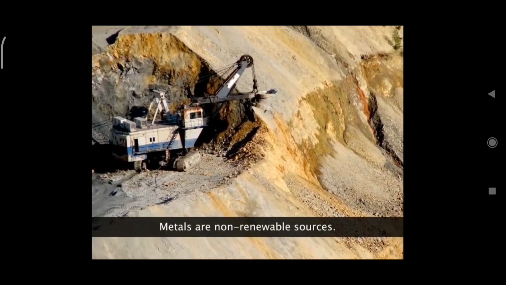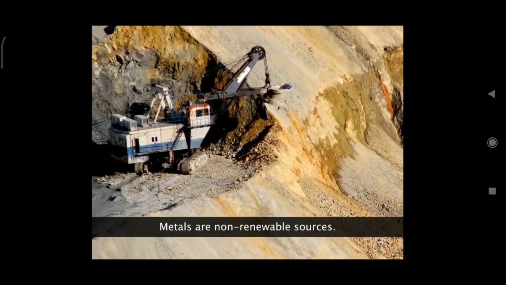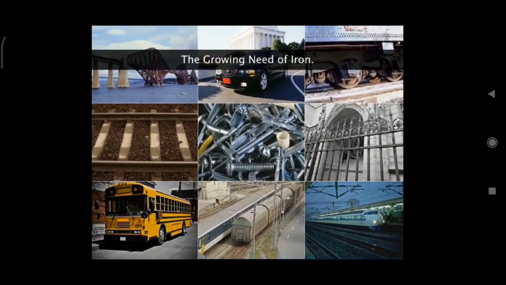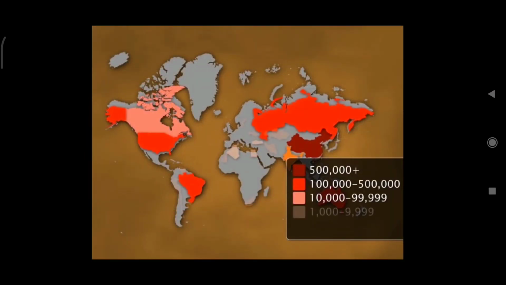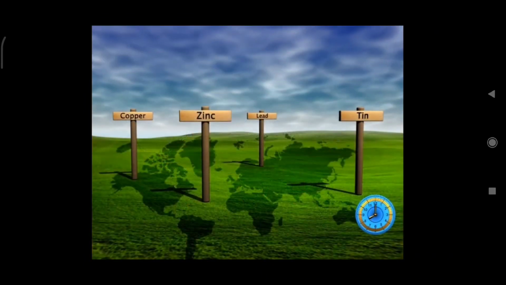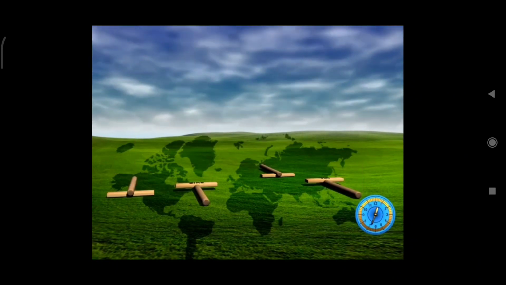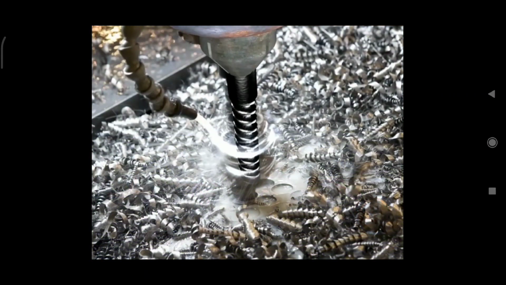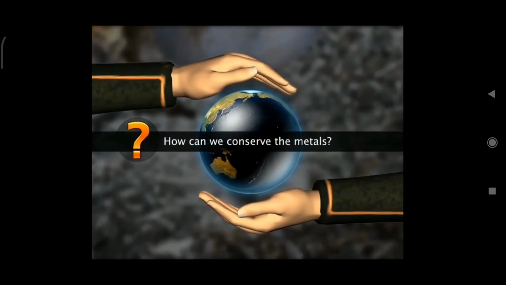Metals are a finite resource and non-renewable. Once used, they are gone and will not be replaced. The growing need of iron exceeds 800 million tons every year. If it goes on at this rate, iron ores will be exhausted in 100 years. Copper, zinc, lead and tin may not last even for 50 years. Indiscriminate use of metals leads to depletion. Hence, there is a need to conserve metals.